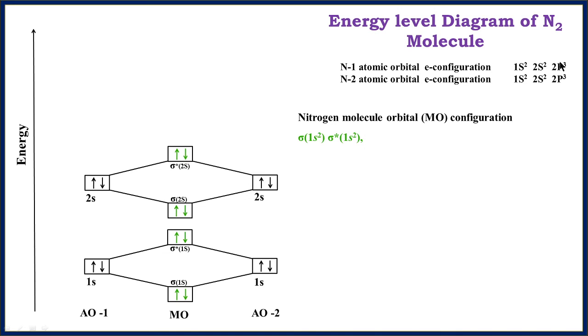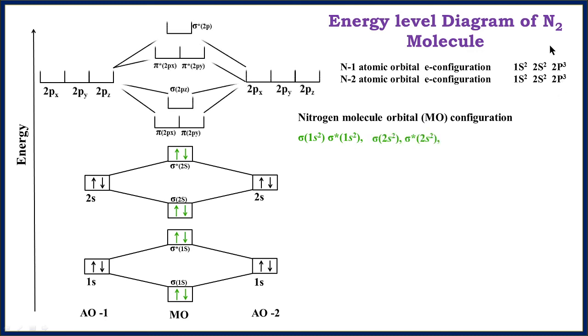Next atomic orbital is the 2p atomic orbital. This 2p atomic orbital will be overlapped with the other 2p atomic orbital. In total it forms 6 molecular orbitals, because in the 2p level there are 3 suborbitals: px, py, pz. For the second nitrogen also there are 3 suborbitals: px, py, pz. In total 3 plus 3, 6 atomic orbitals are there. These 6 atomic orbitals will be overlapped and they form a total of 6 molecular orbitals.